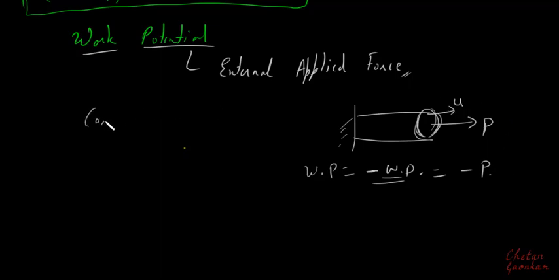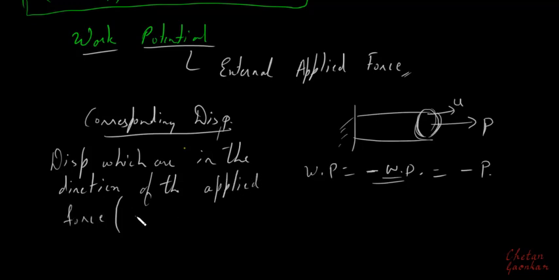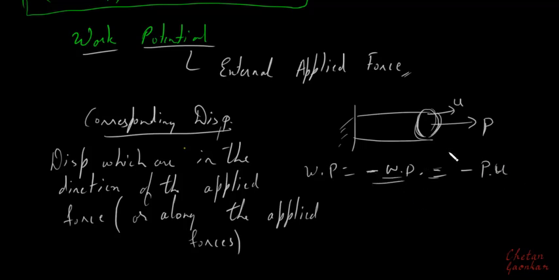That is, what is corresponding displacement? The displacements which are in the direction of the applied forces, or along the applied forces, right? So work potential is negative of work done, and that is equal to minus P into, that is applied force multiplied by the corresponding displacement. Now why this is minus is because usually the sign convention is the work which is done on the system is taken as negative, whereas work done by the system is taken as positive, and that is how we get this sign as minus.